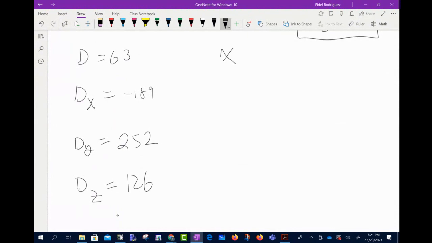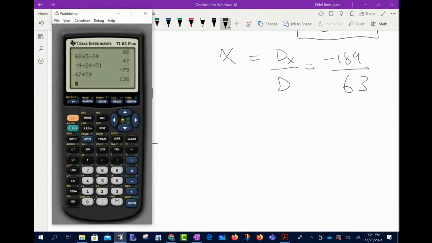Okay, so now that I have those four values, let me show you how we're going to find the values of x. Value of x is going to be dx divided by d. So remember what we got for dx. We got a negative 189, and we got a 63 for d. I'm going to take my calculator, negative 189 divided by 63. So x equals negative 3.